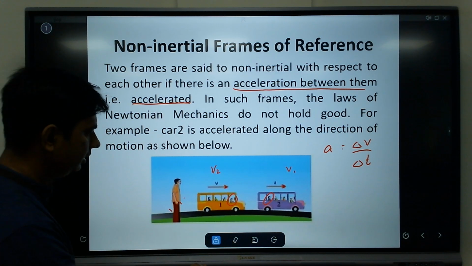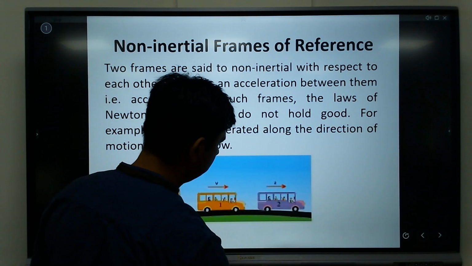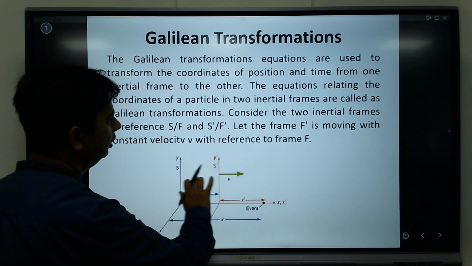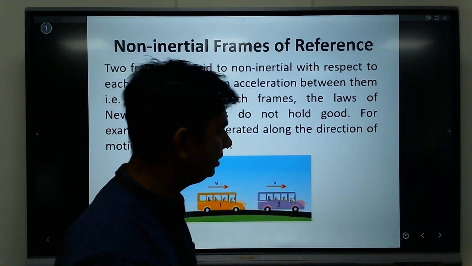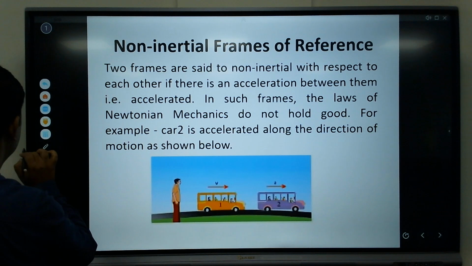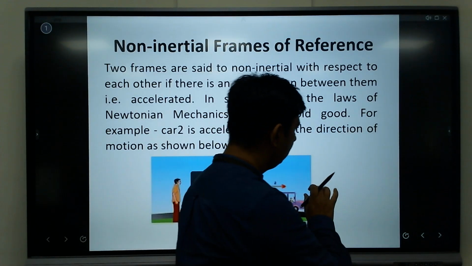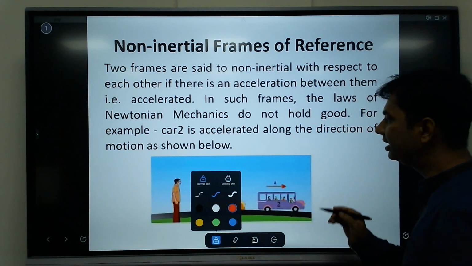So now we will talk about the Galilean transformation. Before the Galilean transformation, I would like to tell you about the concept of relativity.